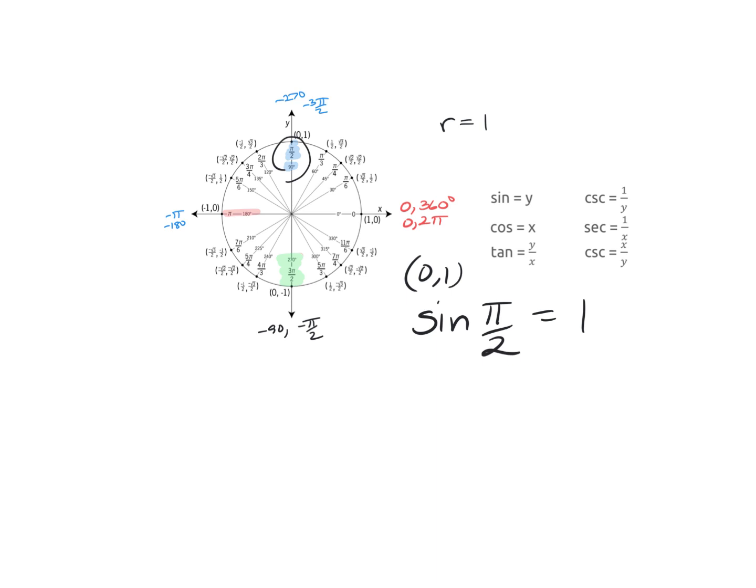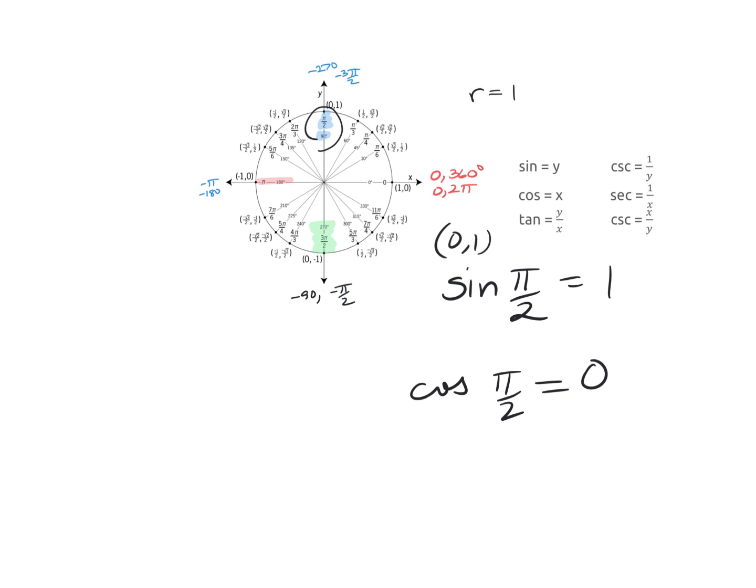And then if I said do cosine of pi over 2, we look at x. And cosine of pi over 2 is 0. Now let's do 3 pi over 2. Sine of 3 pi over 2. That's the green that I highlighted. So sine looks at y, and this is negative 1.